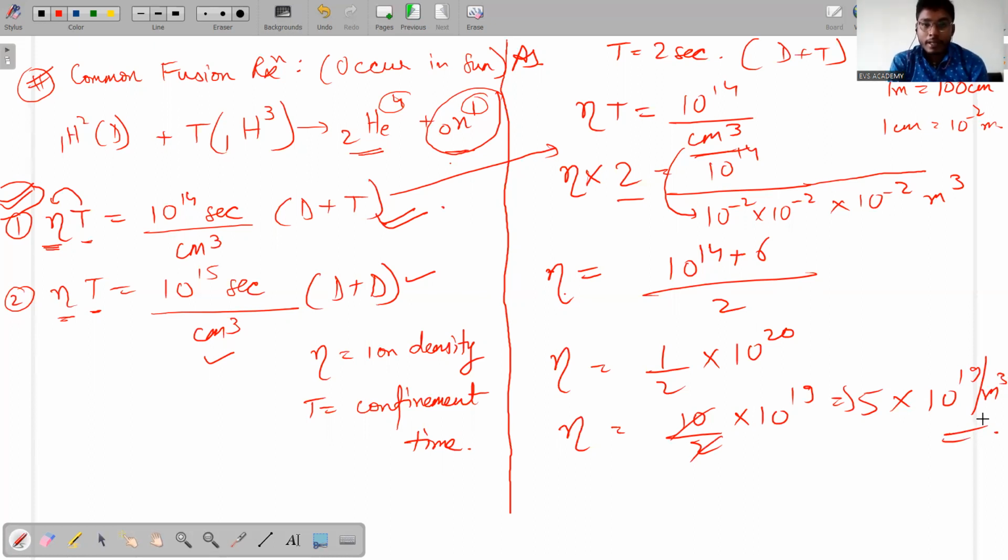In another question, you may need to calculate the confinement time or the ion density, whichever is not given, for the D plus T reaction. For the D plus T reaction, it will be 10 to the power 14 second per centimeter cube. For the D plus D reaction, it will be 10 to the power 15 second per centimeter cube.